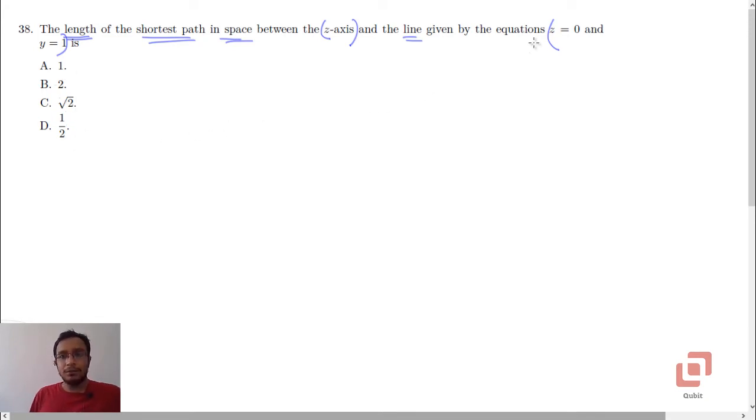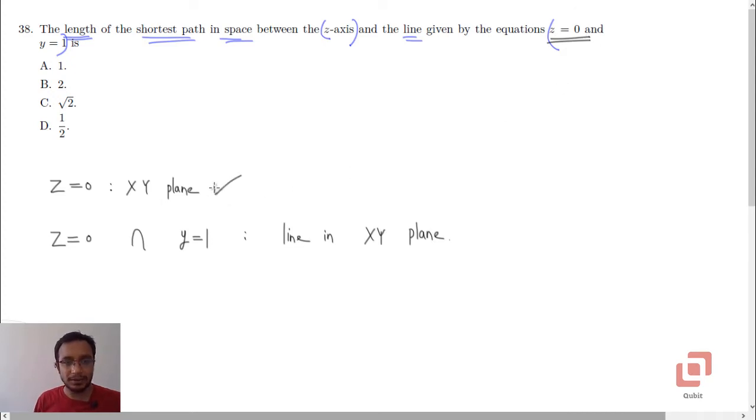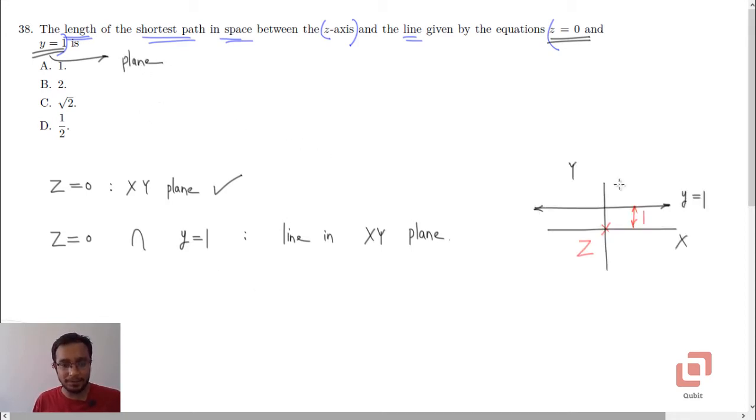Now we first note that in 3 dimensions, whenever two planes intersect, their intersection is a line. Now what is z equal to 0? Z equal to 0 is nothing but our xy plane. Therefore when we consider the intersection of z equal to 0 and the plane y equal to 1, in 2 dimensions it becomes the line y equal to 1. So the intersection of the planes z equal to 0 and y equal to 1 is a line in the xy plane whose equation is also y equal to 1.